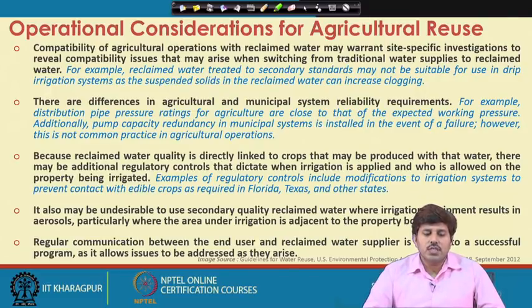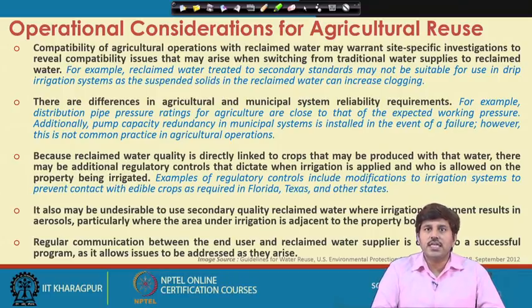So the compatibility of the agricultural operation with reclaimed water may need to be evaluated from the site-specific investigation, and that is how compatibility issues may be seen. It should be ascertained that the water supply, like the reclaimed water being used, is compatible for that particular agricultural operation.